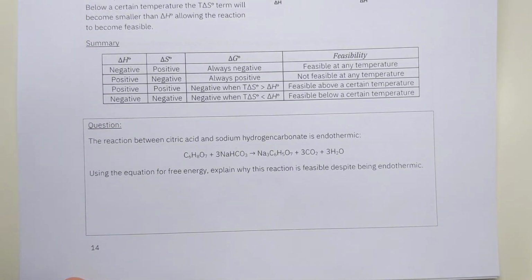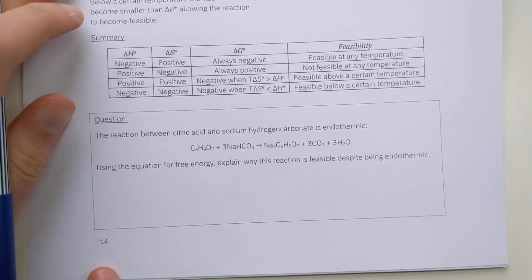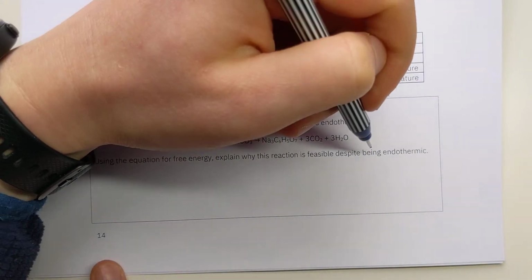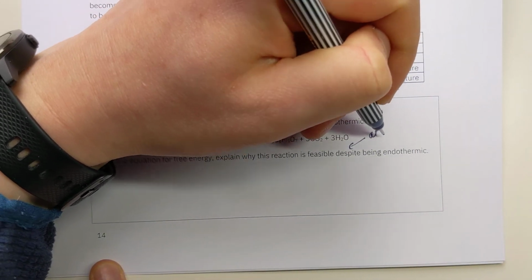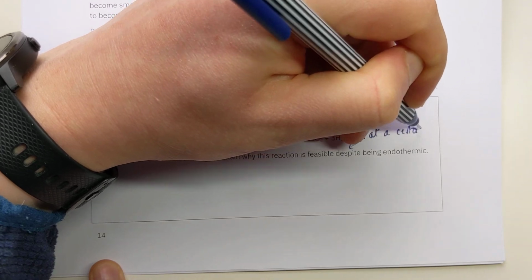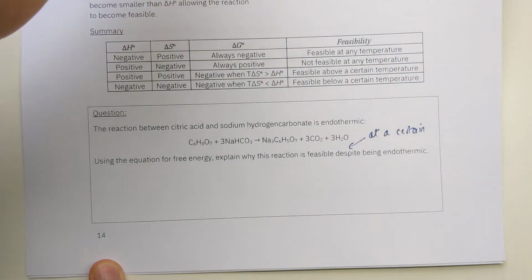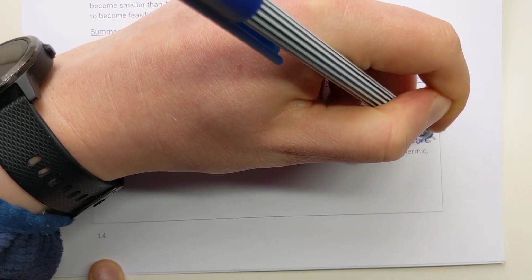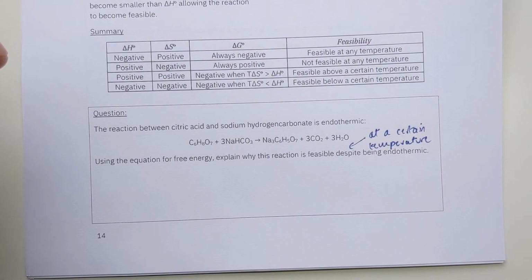In terms of what question could be asked in that, here's a little example. Generally not really anything in a great amount of detail. So you're given a reaction here. The reaction between citric acid and sodium hydrogen carbonate is endothermic. Using the equation for free energy, explain why this reaction is feasible despite being endothermic. Probably what this should say, which it doesn't, is feasible at a certain temperature. Obviously it's not giving you any specifics, but we're saying in some scenarios it is feasible.